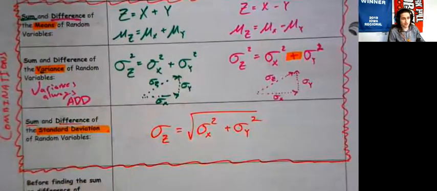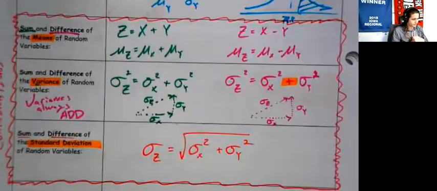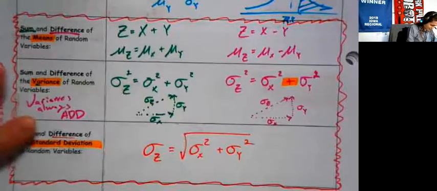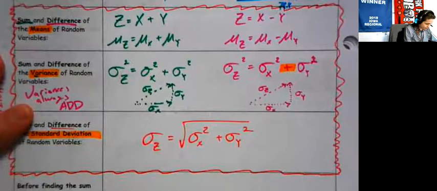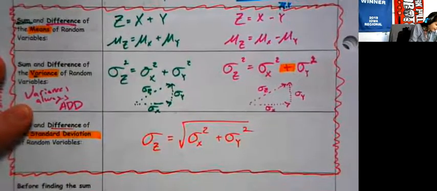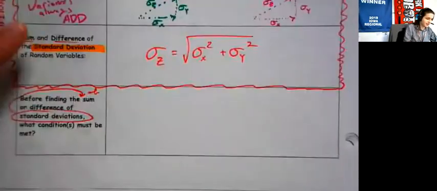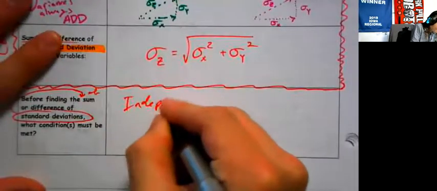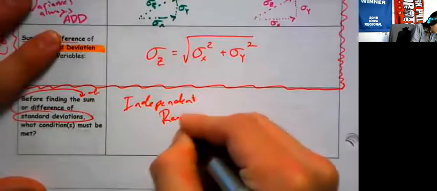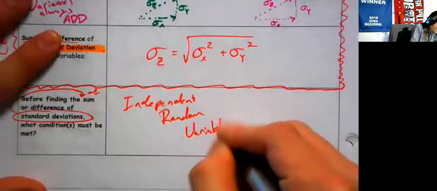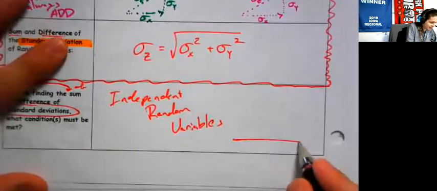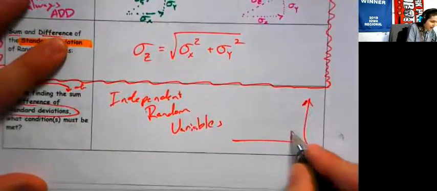And this is one thing that is not on your formula sheet, this stuff that I've outlined in red. It's going to get on a note card. It's very important. You won't see it on your formula sheet. Before finding the standard deviation of a sum or difference, what conditions must be met? They must be independent random variables. If they're independent, that allows us to kind of think of them as being at right angles to one another.